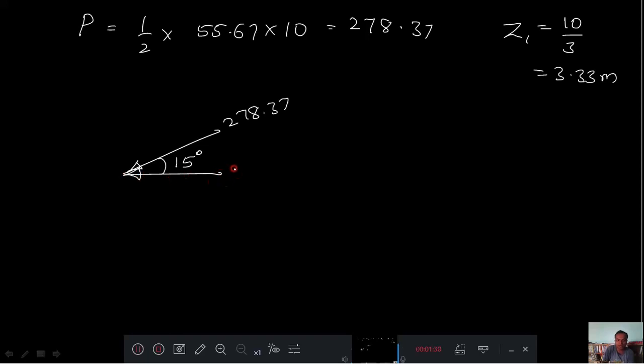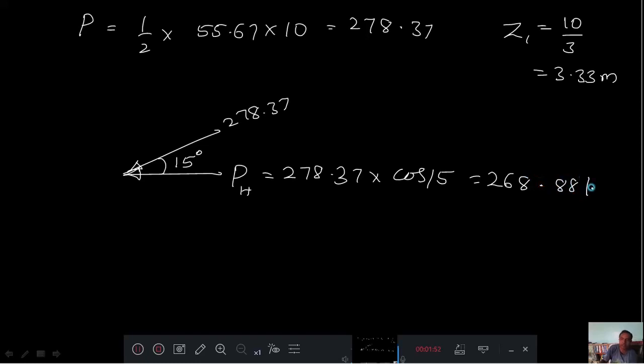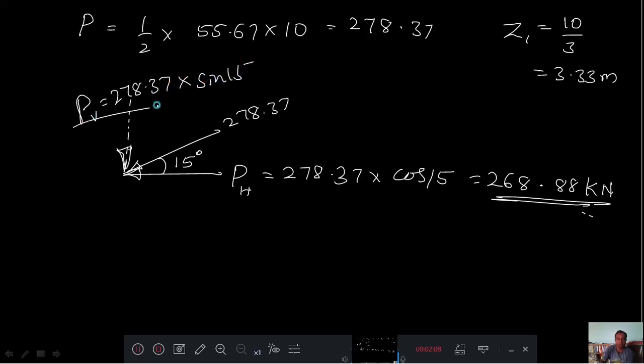Then if you want the horizontal stress, that is the pH, then that is 278.37 into cos beta, cos 15. That is your 268.88 kilonewton, the final answer. Okay. And there will be one vertical component also, PV, that also you can calculate. That is your 278.37 into sine 15.